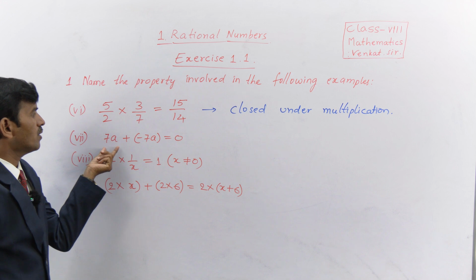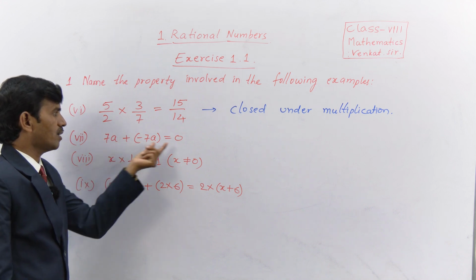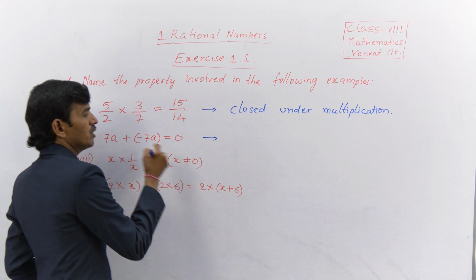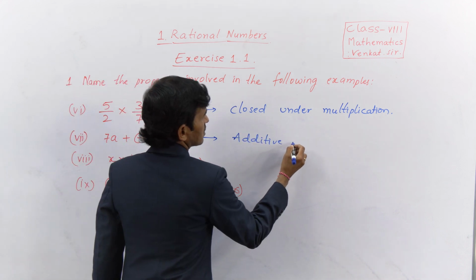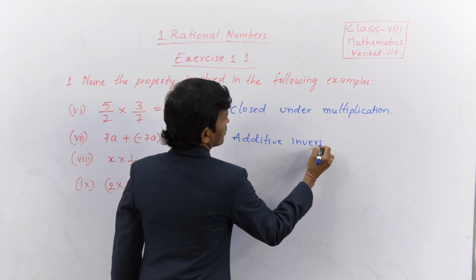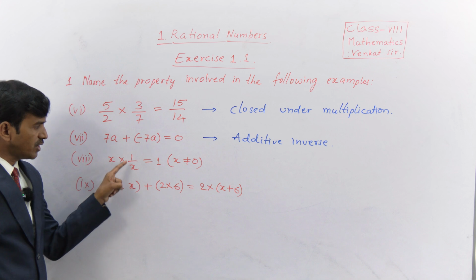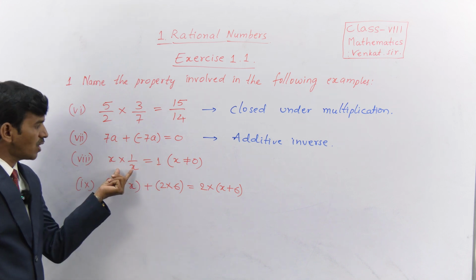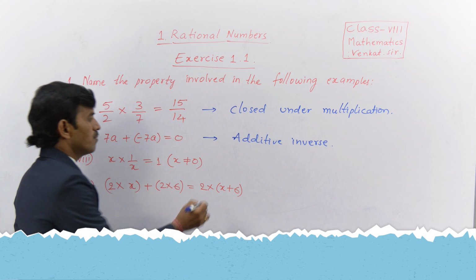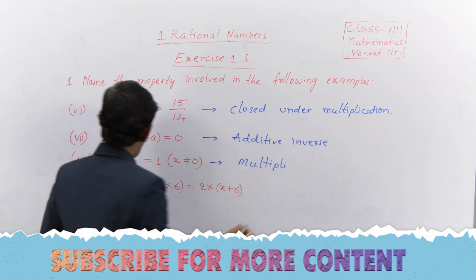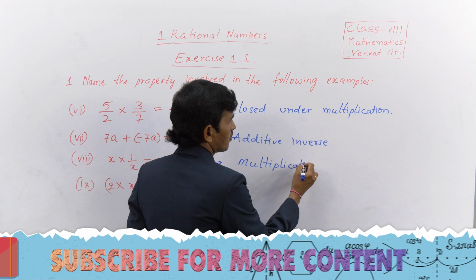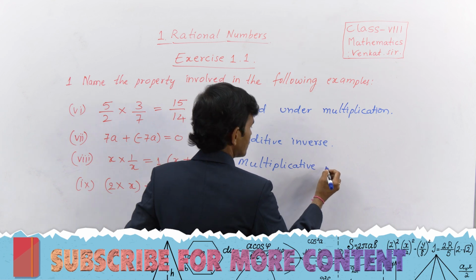Now see the addition of two numbers given as what? 0. Therefore, when you get 0 after adding two certain numbers, then each of these numbers is called additive inverse. So this property is known as additive inverse. Next, when you multiply x with its reciprocal, we get the multiplicative identity. Then each of these numbers is called multiplicative inverse. As the operation is multiplication, that is the reason we write multiplicative inverse.